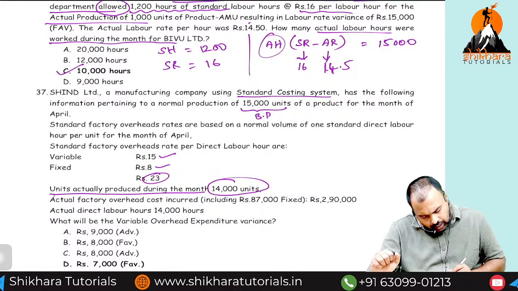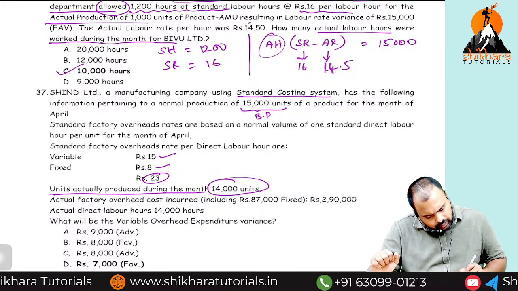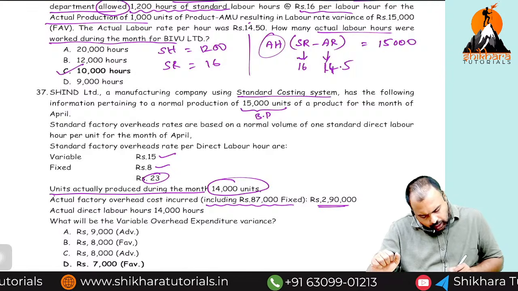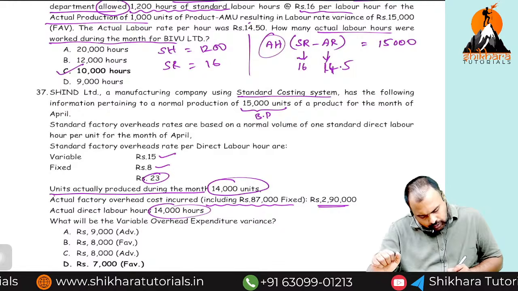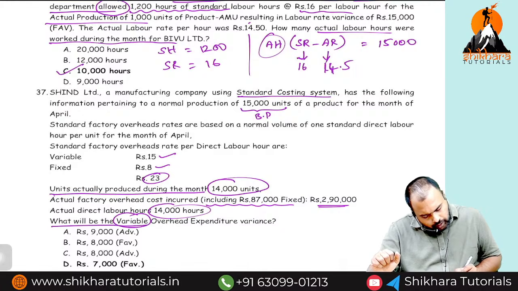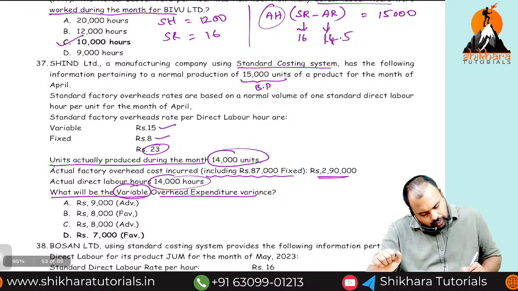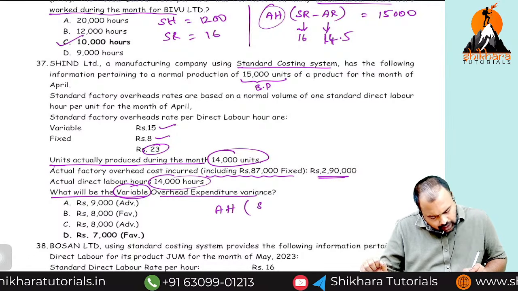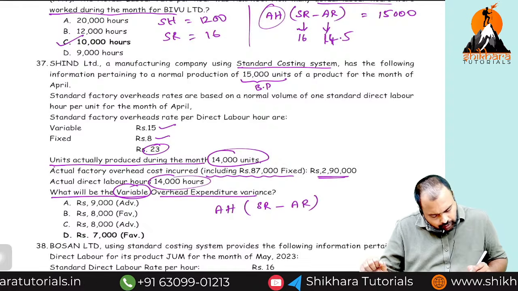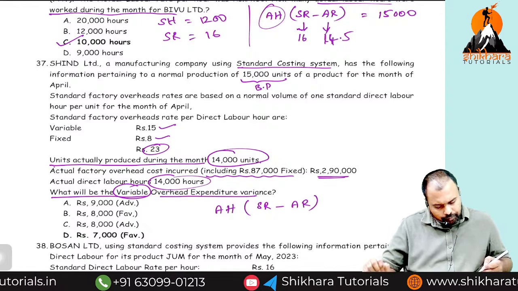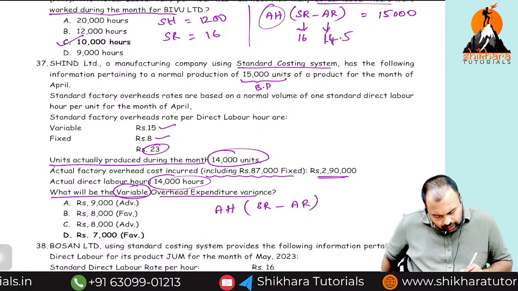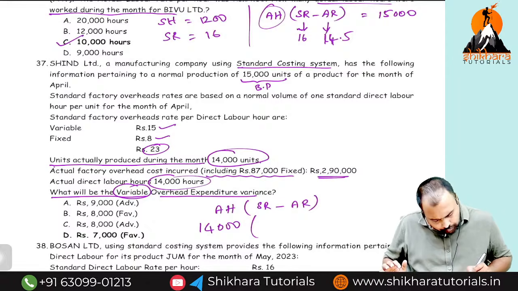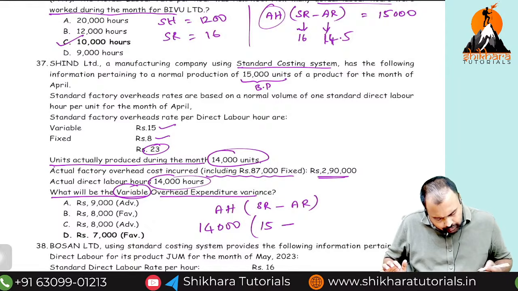Actual factory overheads incurred, including 87,000 of fixed, is 2,90,000. Actual direct labor hours is 14,000. What will be the variable expenditure variance? The variable expenditure variance is actual hours into standard rate minus actual rate, and they're talking about only variables. What is actual hours? 14,000. What is standard rate? 15 rupees.